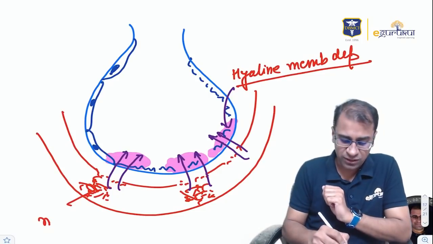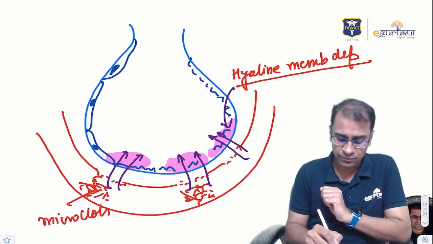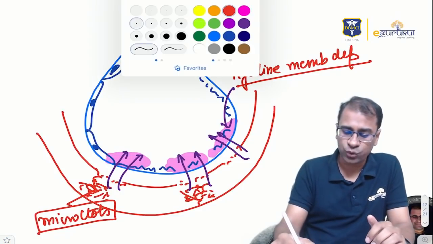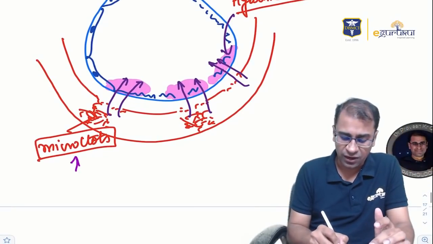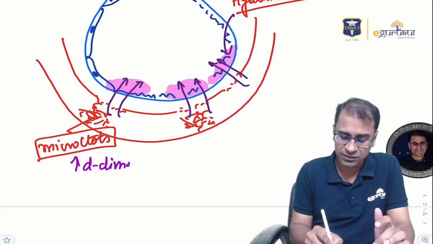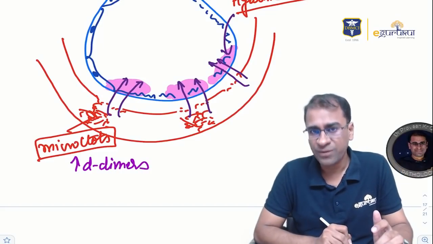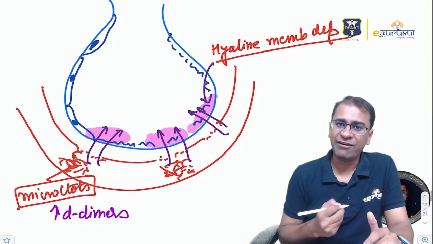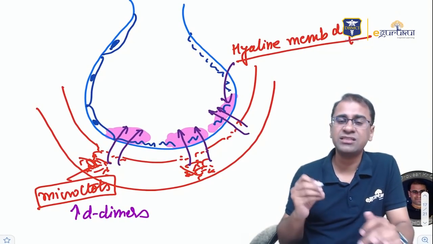These are microclots here. Microclots you see here, and that is the reason why it shows raised D-dimer levels.